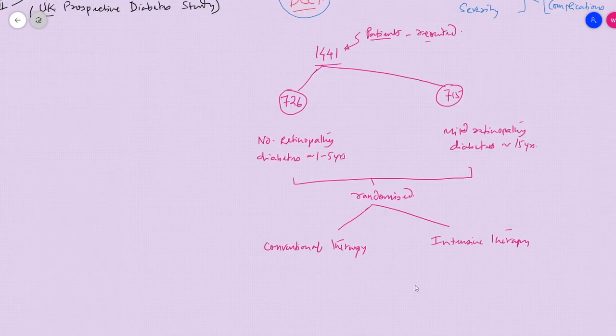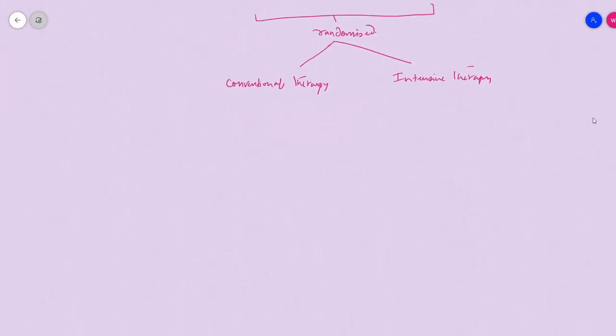Okay, so what was the conventional therapy? The conventional therapy was insulin. This study was conducted in 1982, so obviously at that time we had insulin. The conventional therapy was insulin, conventionally given 1 to 2 injections per day. And the intensive group was administered 2 to 3 injections per day.